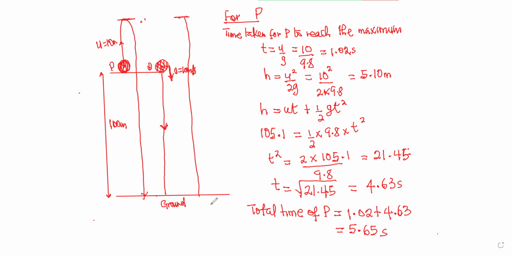Yes, sir. All right. Then let's look at the time taken for Q to also drop to the ground. So for Q, don't forget, Q is projected vertically downward with the same speed. So it means that Q is not free falling. It has an initial velocity also equal to 10 meters per second.